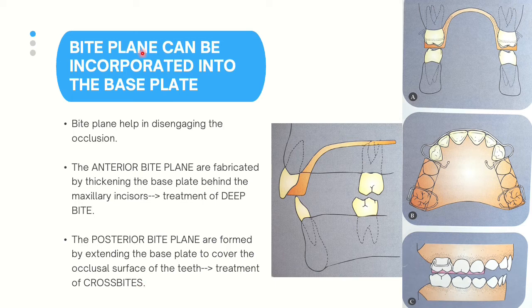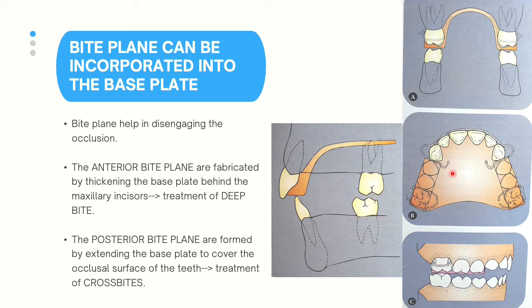Bite planes are a modification of the base plate by thickening of the acrylic. It can be either anterior or posterior, and it helps in disengaging the occlusion. Anterior bite planes, like what you see in this photo, are fabricated by thickening the base plate behind the maxillary incisors, and this is usually done in the treatment of deep bite. In the treatment of deep bite, we disengage the occlusion in order to allow eruption of the upper and lower molars.